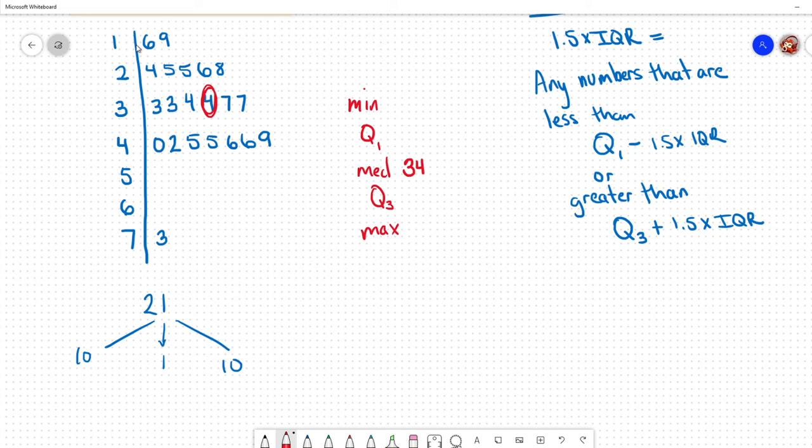Now the 10 numbers in the first group, we're going to split that in half. The middle numbers are 25 and 26, which gives me 25.5 for Q1, again the median in that pocket.